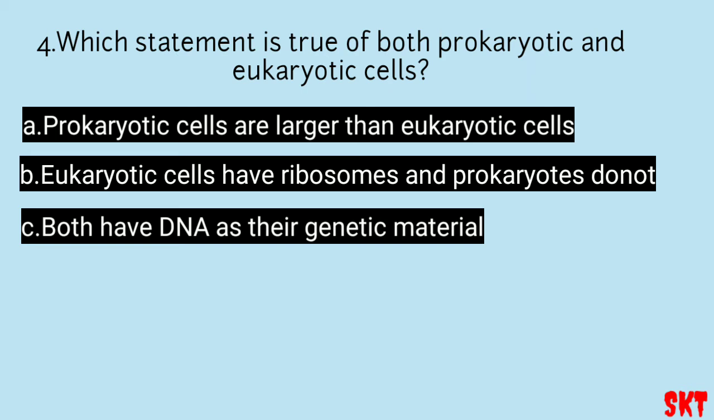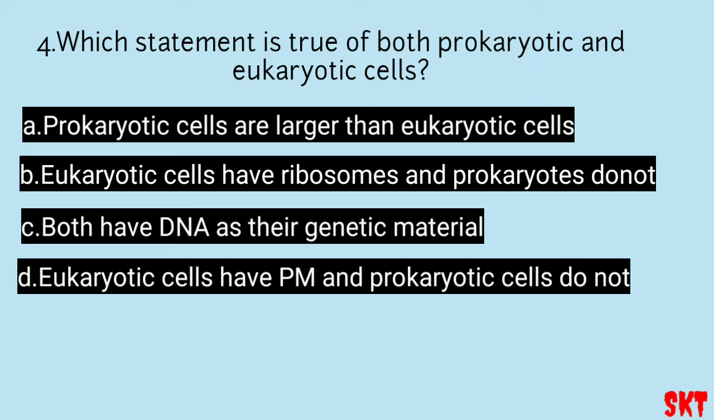Option D, eukaryotic cells have plasma membrane and prokaryotic cells do not have. But this is wrong. Both prokaryotes and eukaryotes have a double-layered lipid membrane. So the option C is true for both prokaryotes and eukaryotes. And the next question, which is true for bacteria?